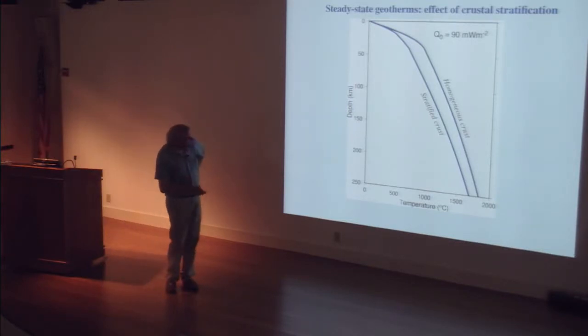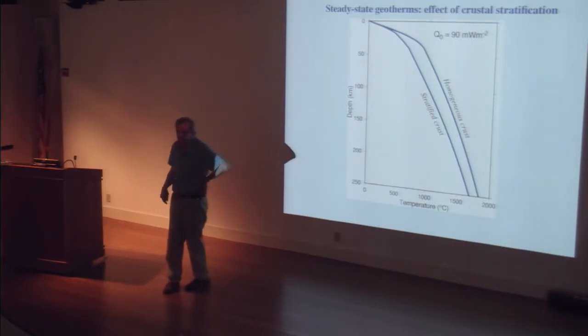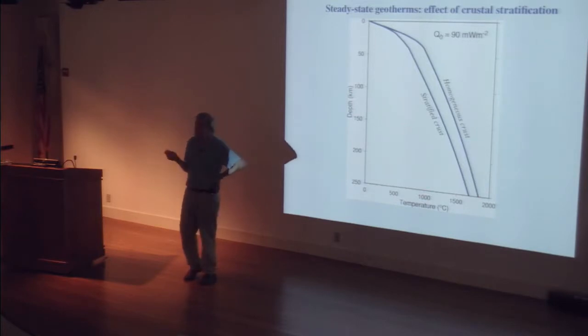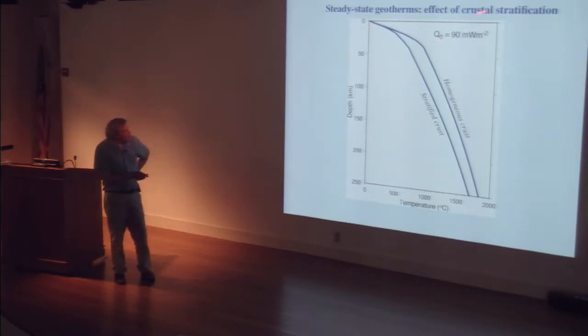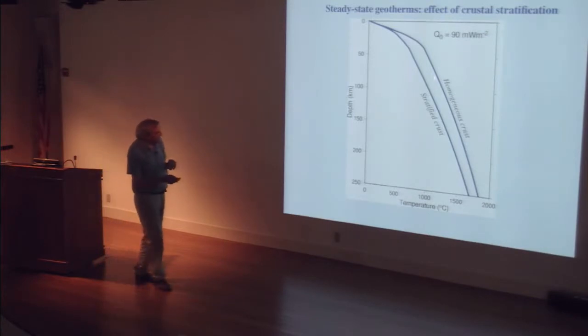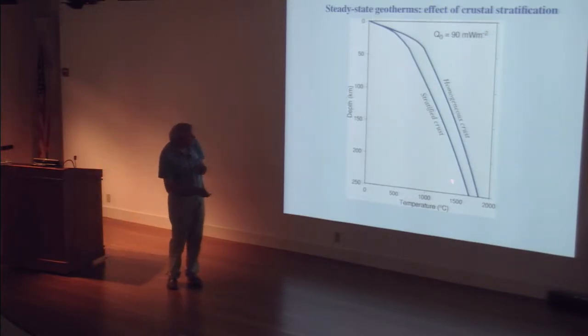All of these profiles will have a Moho heat flux, and in fact, a basal heat flux of 15 milliwatts per meter squared. So this is kept constant for these two calculations. Now, from this and the Moho heat flux, you can figure out the bulk heat production. Now, the crust is homogeneous, or it's stratified. You see the impact on temperatures.